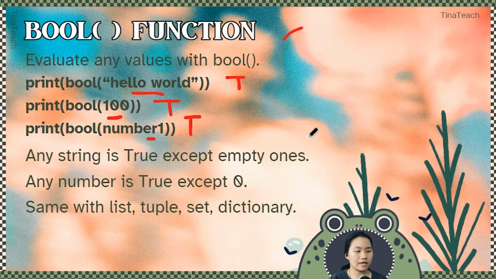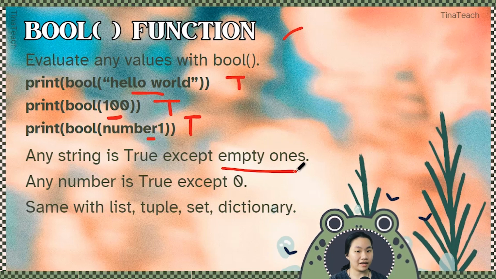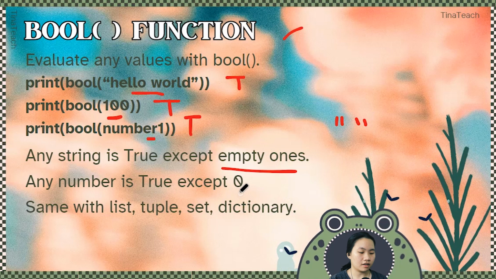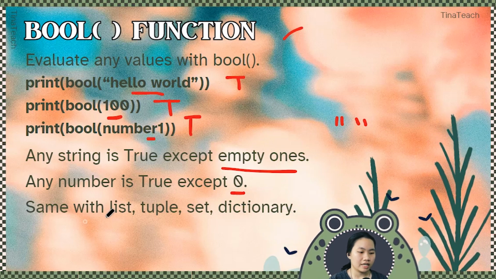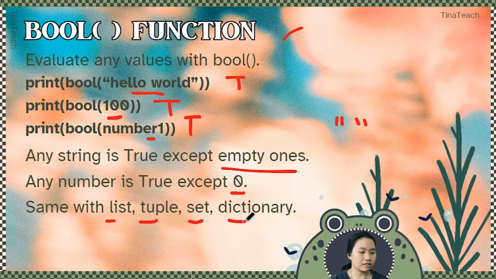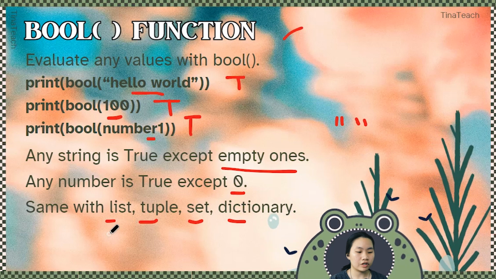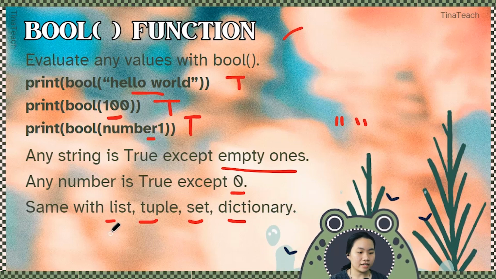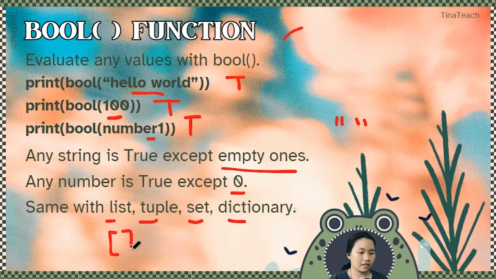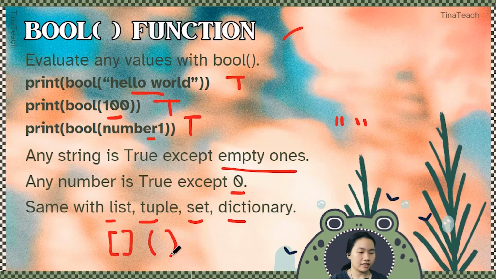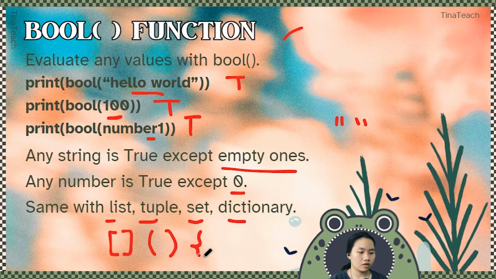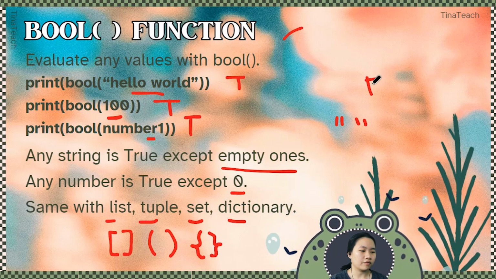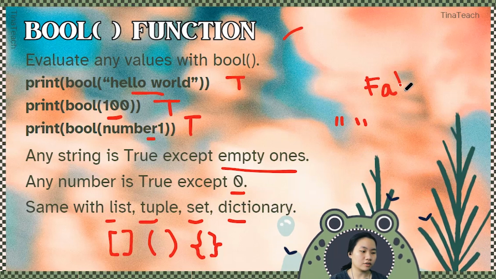Anything is true except for empty values, right? Empty values like an empty string, the number 0. Same with list, tuple, set, dictionary, which you will learn in the future. They are just ways of organizing data. If they're empty, they evaluate to false, okay? As well as the Boolean value False. False also evaluates into false.